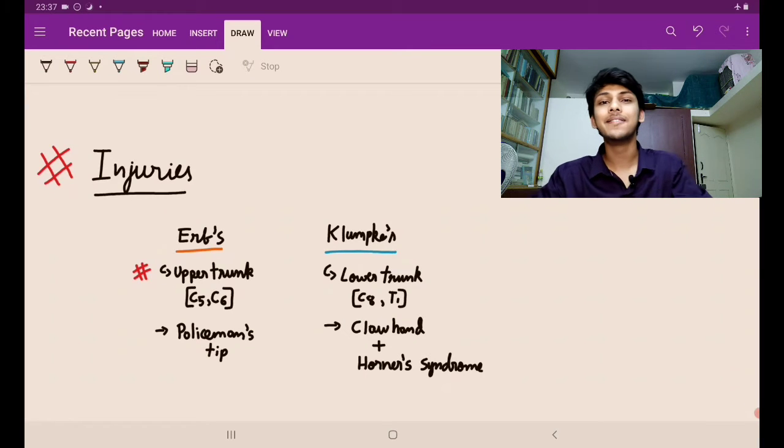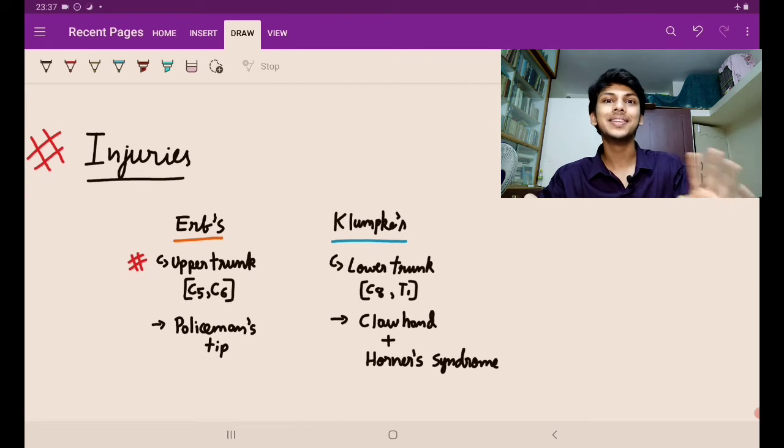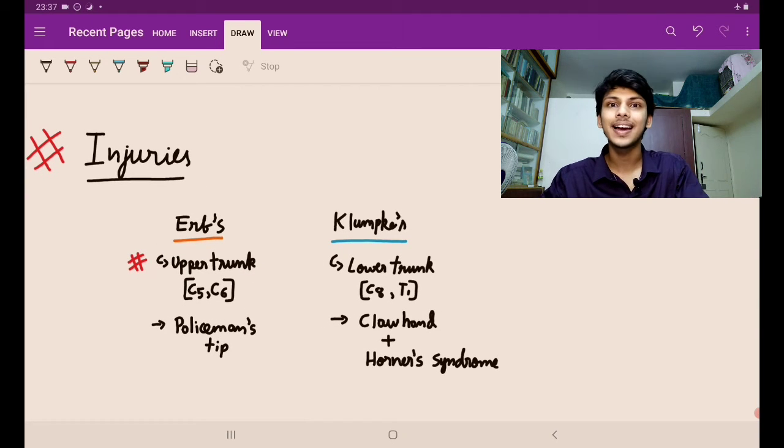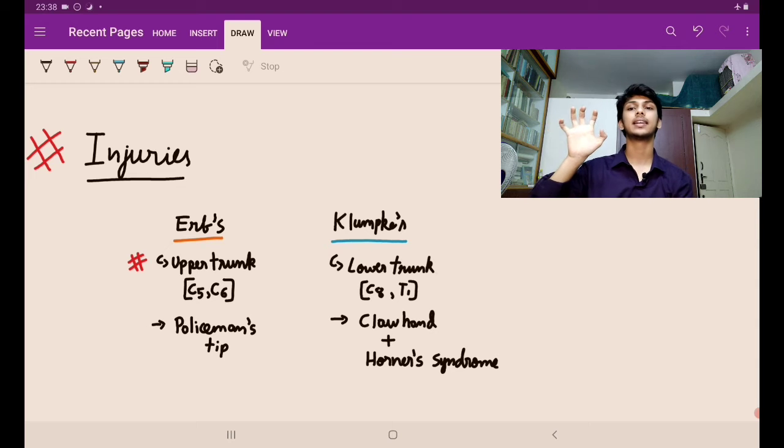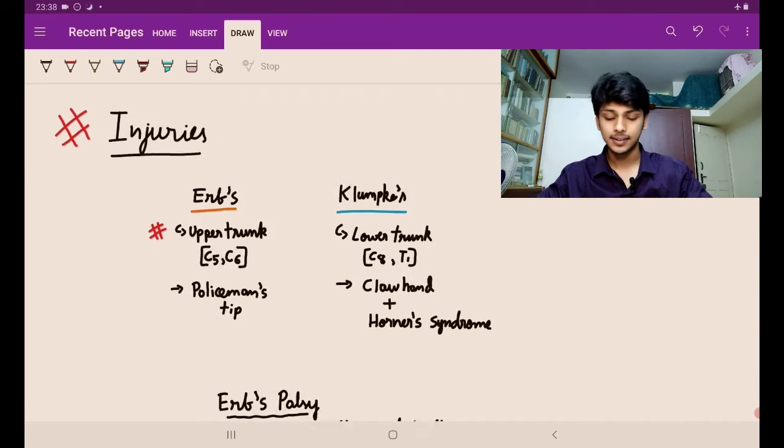Okay guys, now we'll be discussing the injuries to the different parts of the brachial plexus. We'll be discussing mainly these two palsies, Erb's palsy and Klumpke's palsy. Erb's palsy is also called the policeman's tip hand. There's a reason for it, we'll be seeing that now. Klumpke's palsy basically causes a complete claw hand and Horner's syndrome. We'll be studying that in detail.